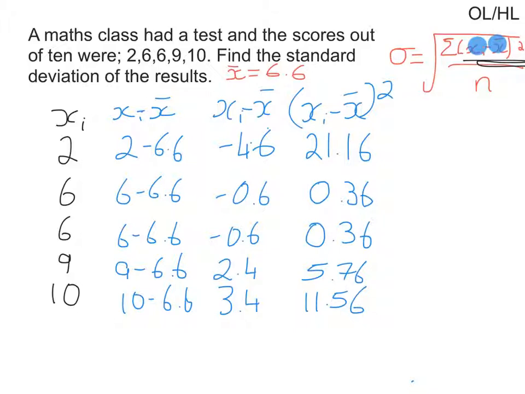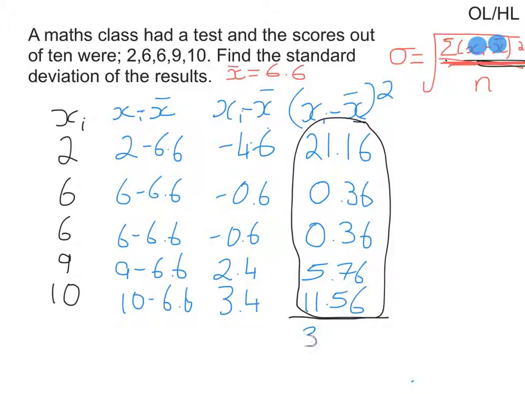Now we go back to the formula and we see the next stage is to sum x minus x bar squared. By this I mean we are going to add up our values between 21.16 and 11.56 here. When we add all of these values together, we get an answer of 39.2.